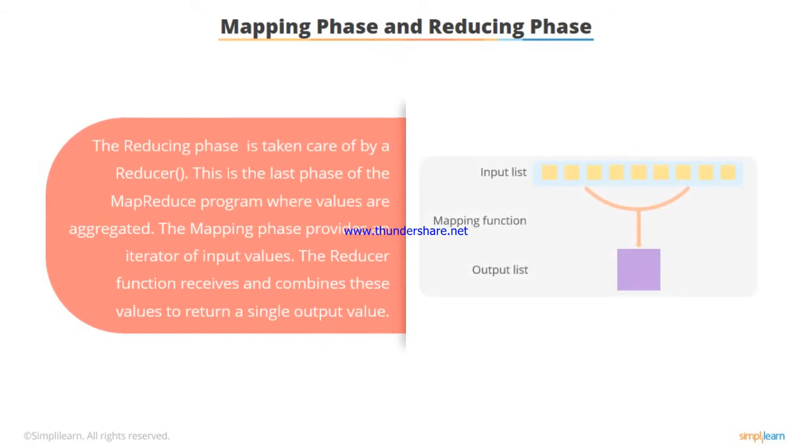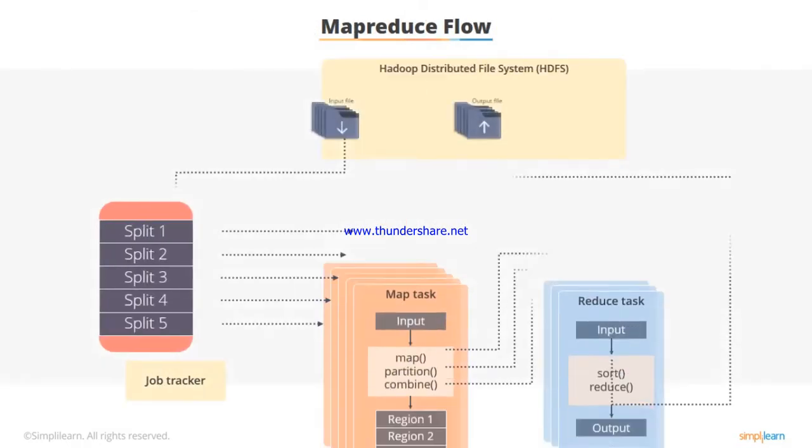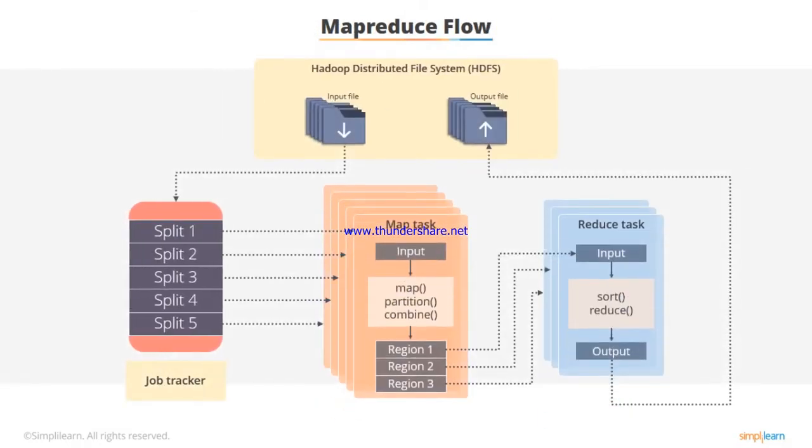The reducing phase is taken care of by a reducer function. This is the last phase of the MapReduce program, where values are aggregated. A reducer function receives an iterator of input values from the mapping phase. It then combines these values together, returning a single output value. Let's take a look at the overall picture of the MapReduce flow.